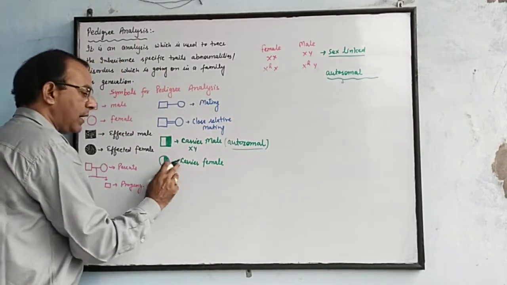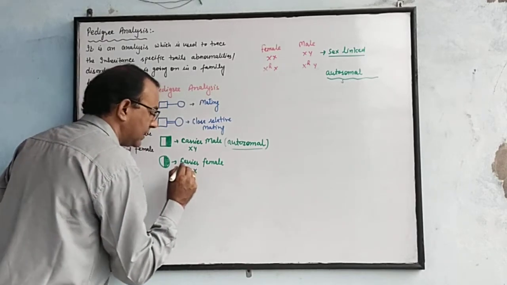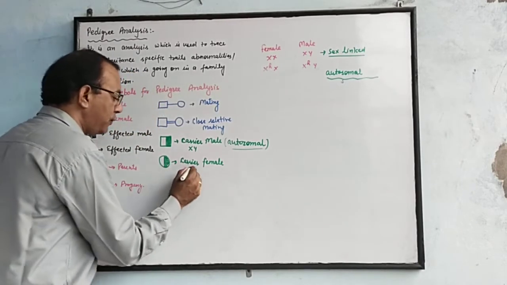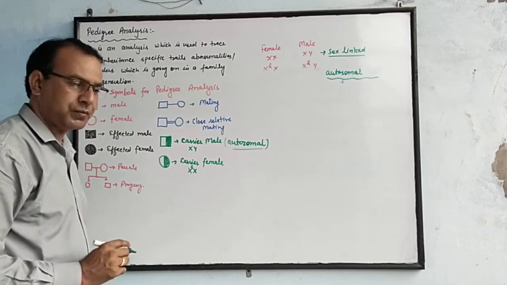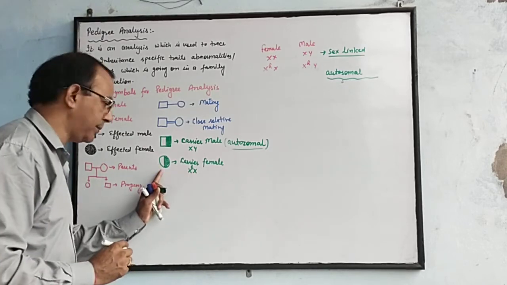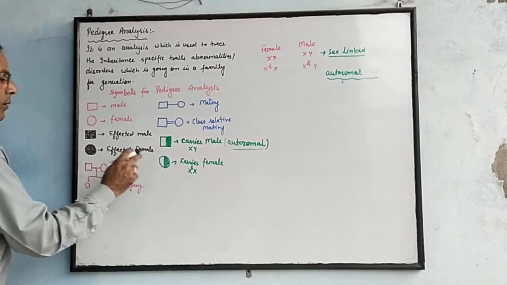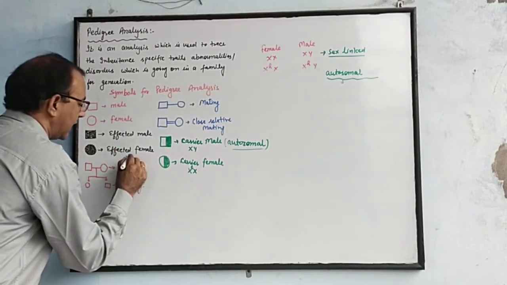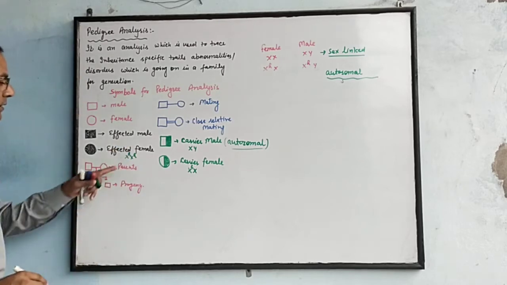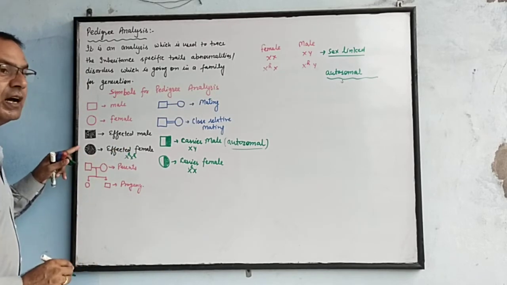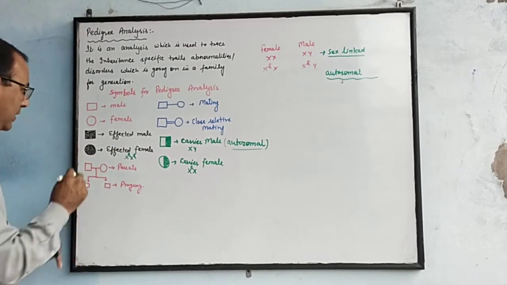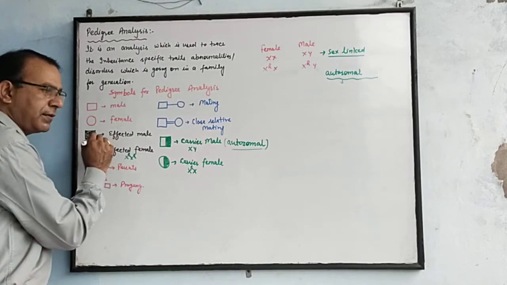Again, a female contains X and X, a pair of chromosomes. If one X is affected, then this type of female is a carrier and is represented by a half-filled circle. And if both chromosomes, X and X, are affected, then this type of female is an affected female. Clear? This affected male, how is this male affected?